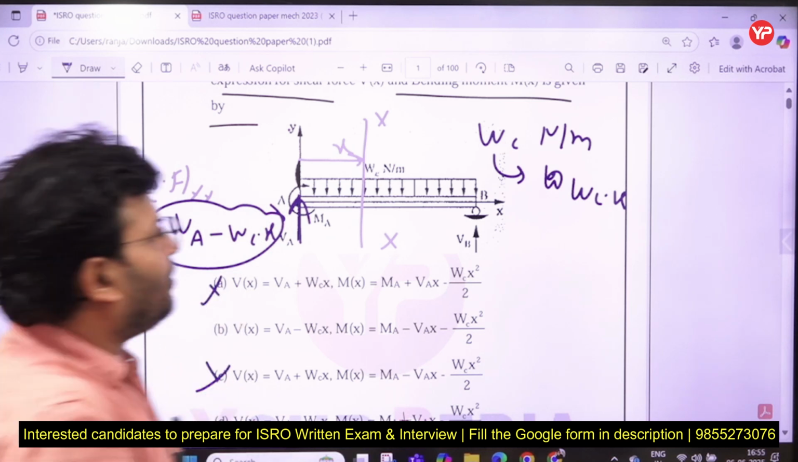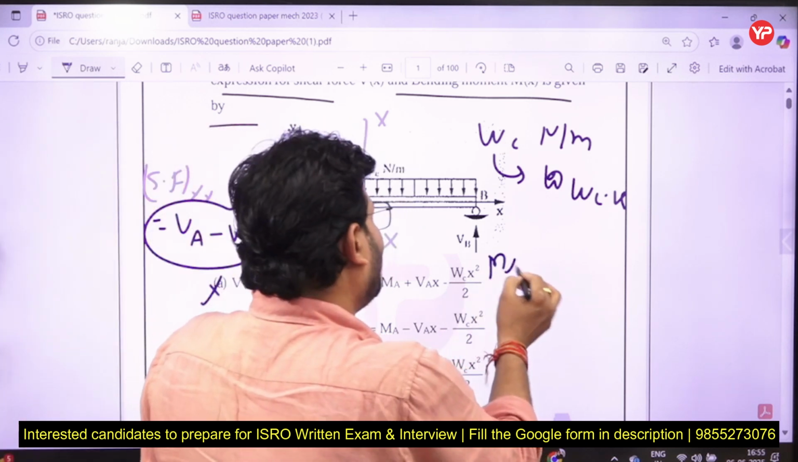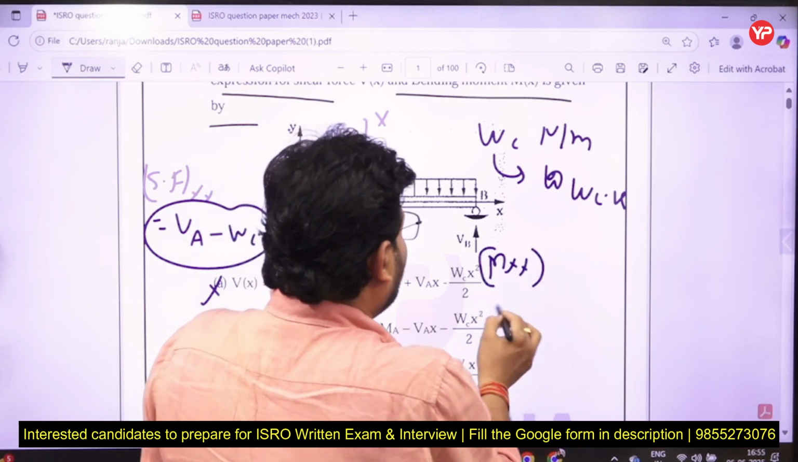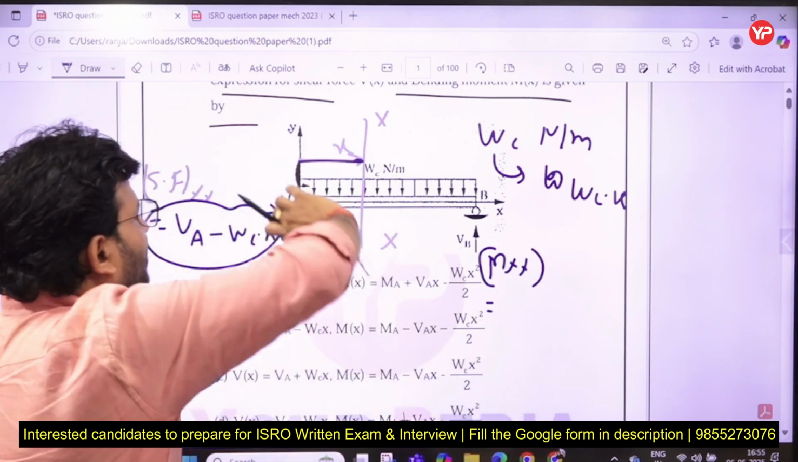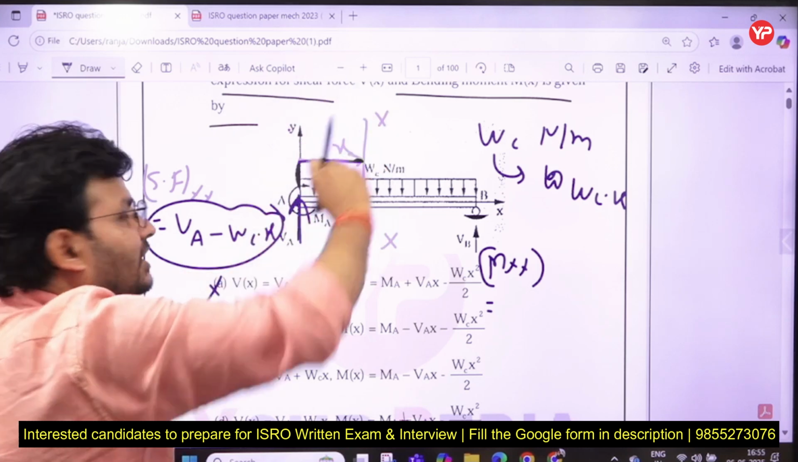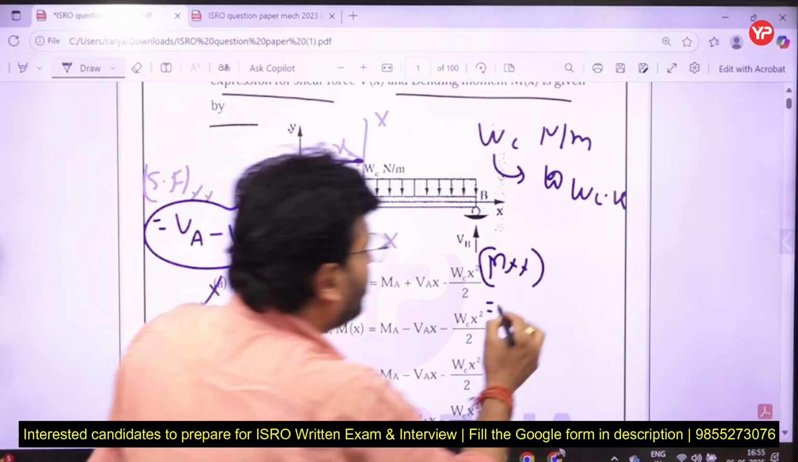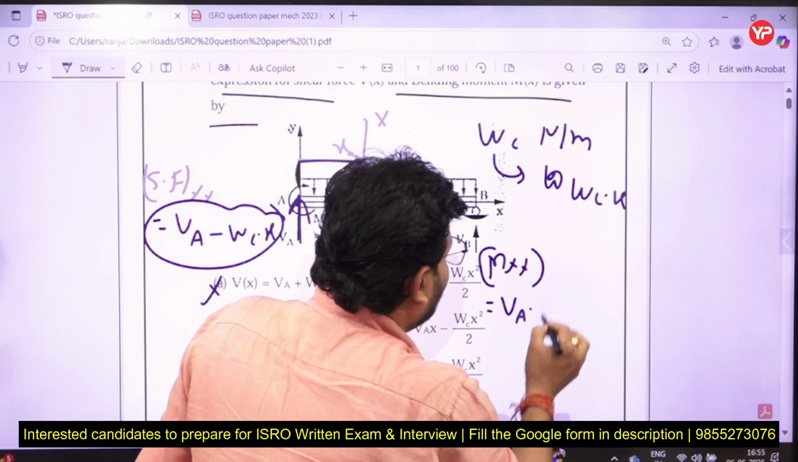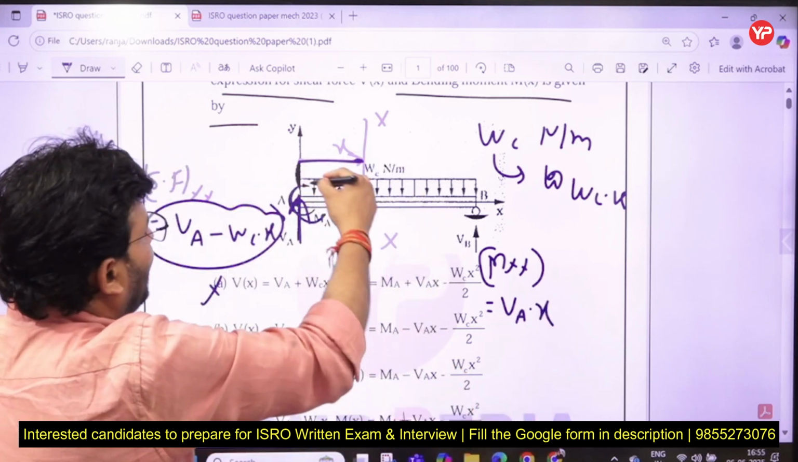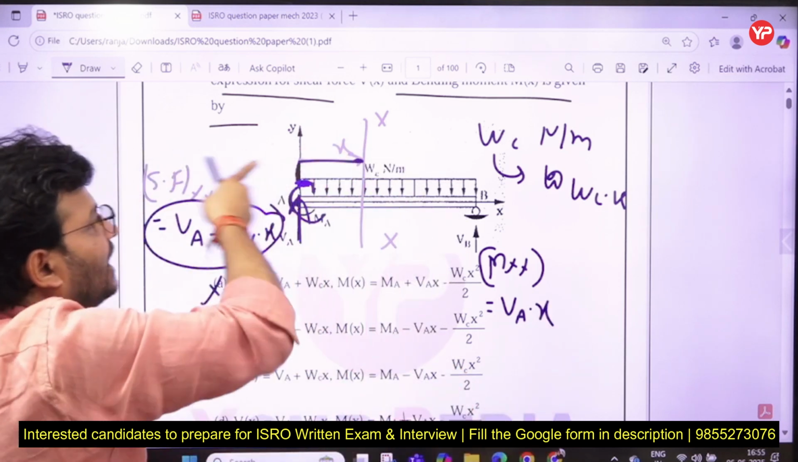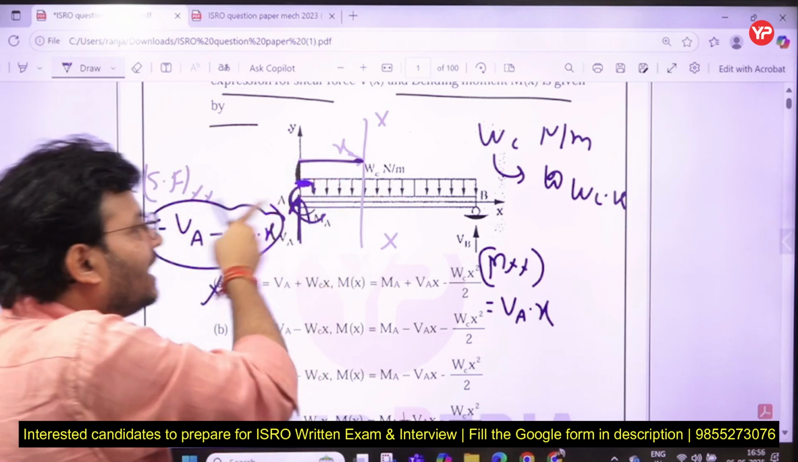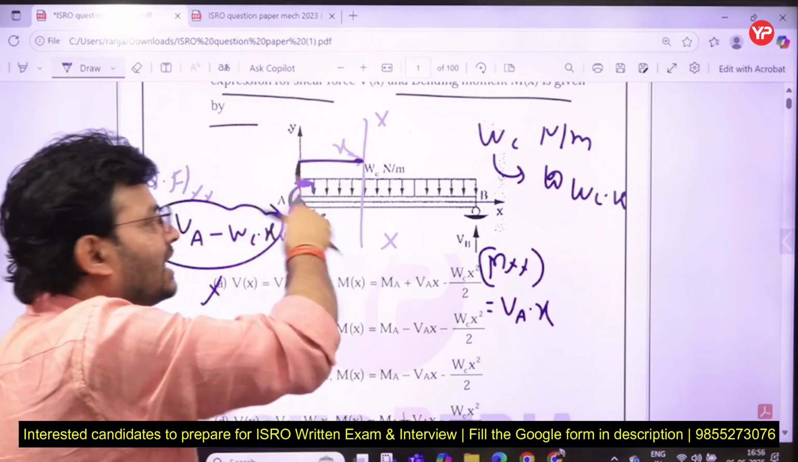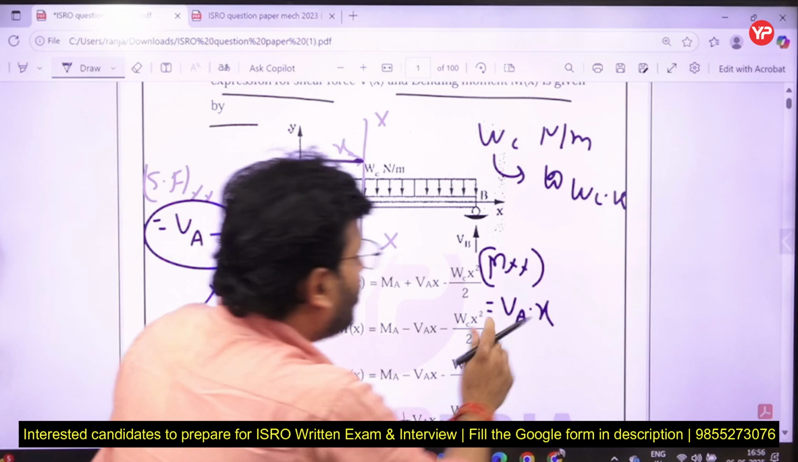Okay, now think about the moment about section x. What will be the moment about section x? VA is at a distance x, and it will try to rotate in which direction? Clockwise is taken positive. So we can say VA into x. Now there is one couple, MA, acting, which is also clockwise. Left to right, clockwise is always positive. So VA x.